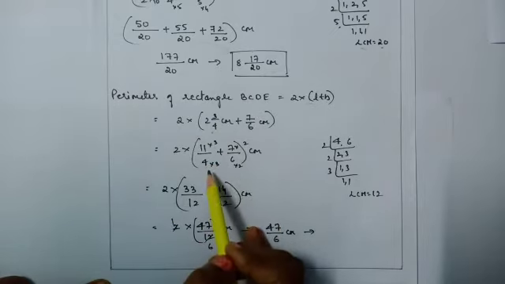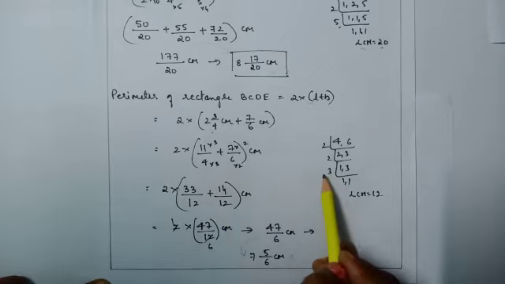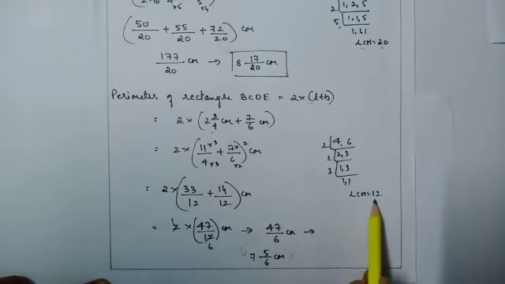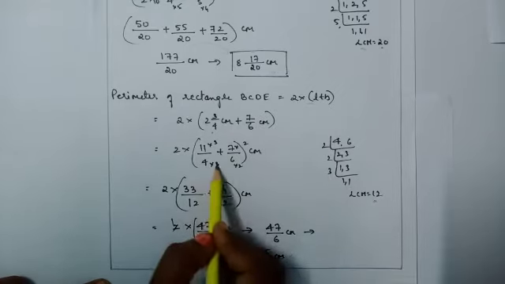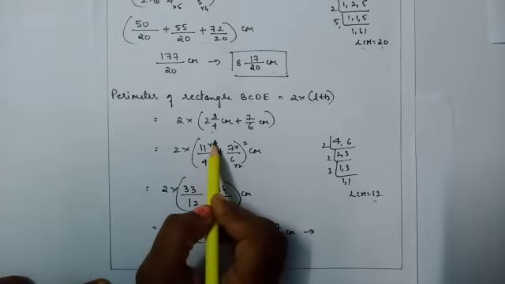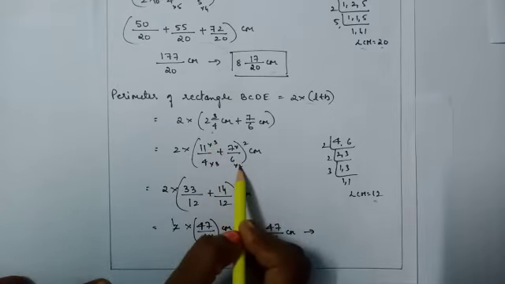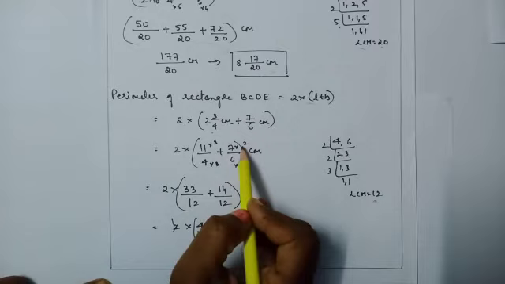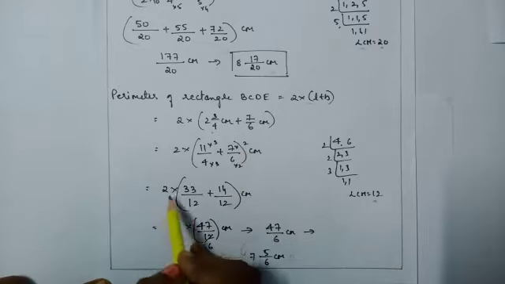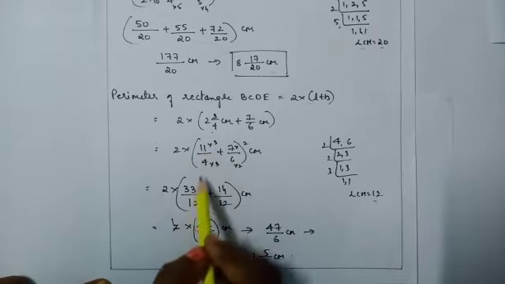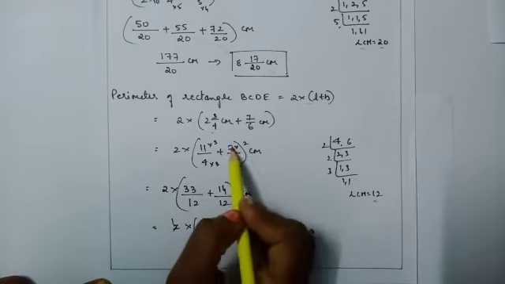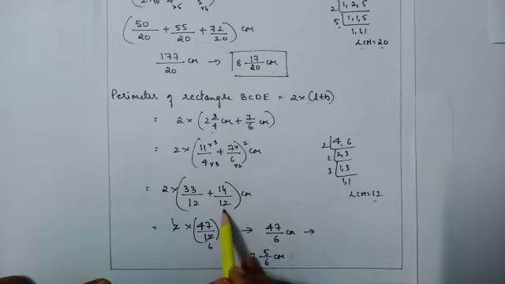So let us take the denominators 4 and 6 out and find the LCM. The LCM will be 12. 4 3s it will be 12, so same into 3 in the numerator. 6 2s it will be 12, so same into 2 in the numerator. So in the next step, 2 into, as it is, 11 3s are 33 by 12 plus 7 2s are 14 by 12.